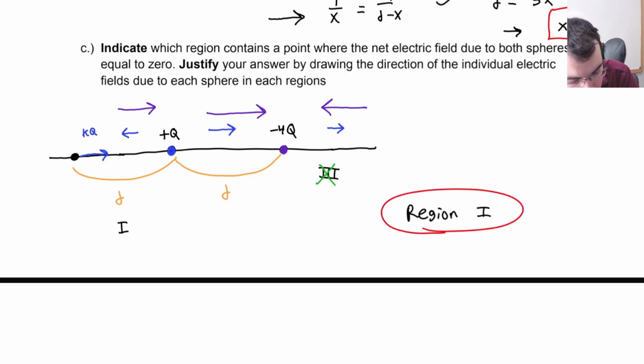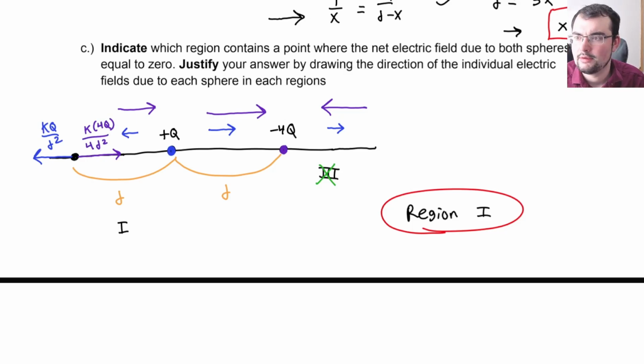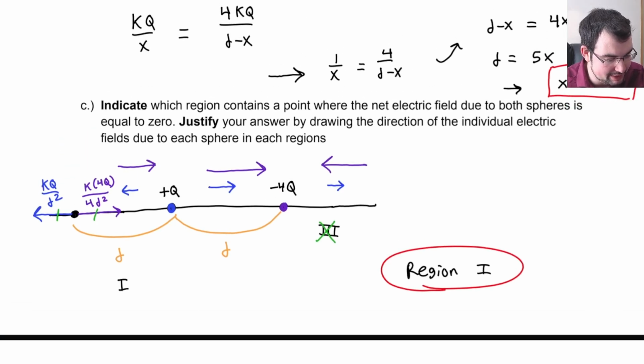So we would get a field, nope, not that. You'd get a field kq over d squared to the left from the plus q, and you would get a field k times 4q over 4d squared from the minus 4q, and those exactly cancel out. So that's kind of interesting that we get that happening. But region 1 would be the answer.